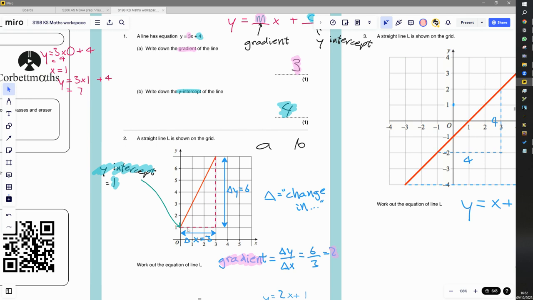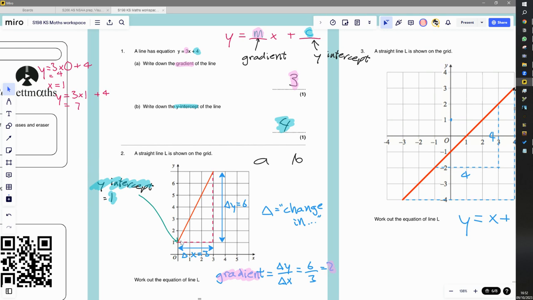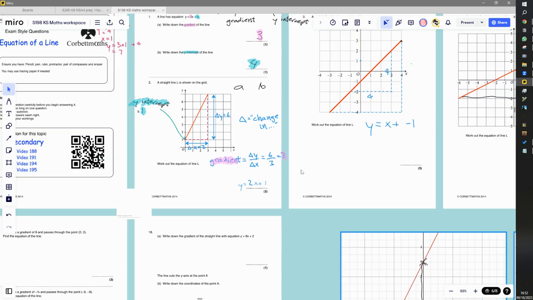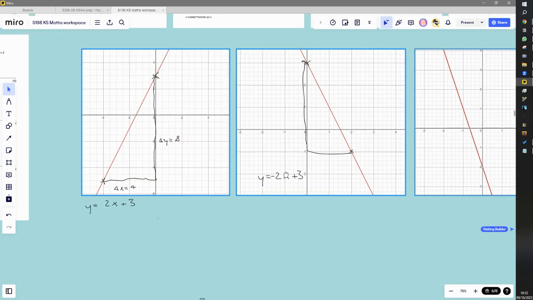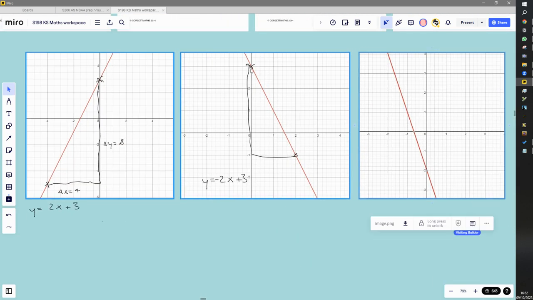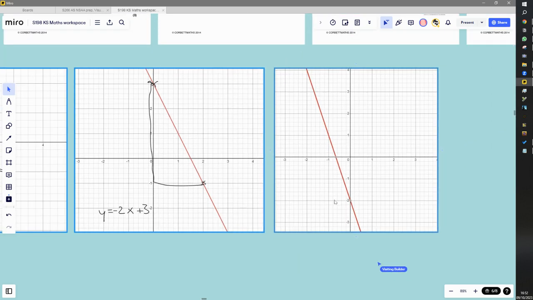More specifically, a larger gradient means a steeper line, and the number, in this case 3, means that every time it goes across on the x-axis by 1, it would go up by 3. And if it goes down, it's got a negative gradient. So this one's also a negative gradient.